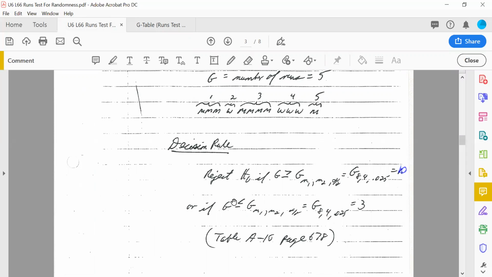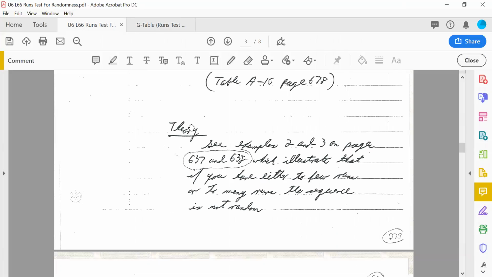Or if G is less than or equal to 3. That's it. You just did your decision rule. Now, G was 5. Is 5 greater than or equal to 10 or less than or equal to 3? No, 5 is directly in between 3 and 10. So we're not going to reject H0.